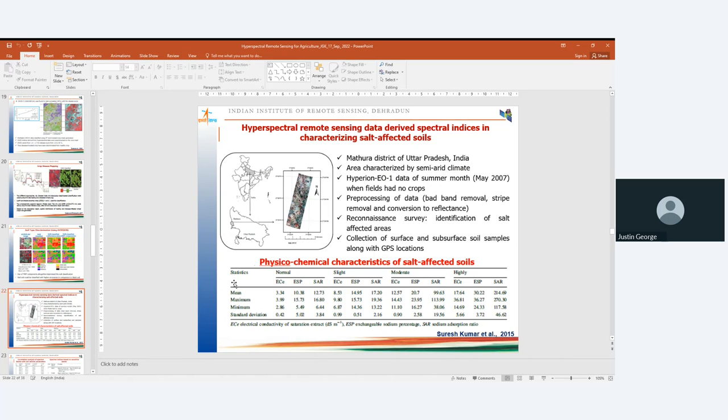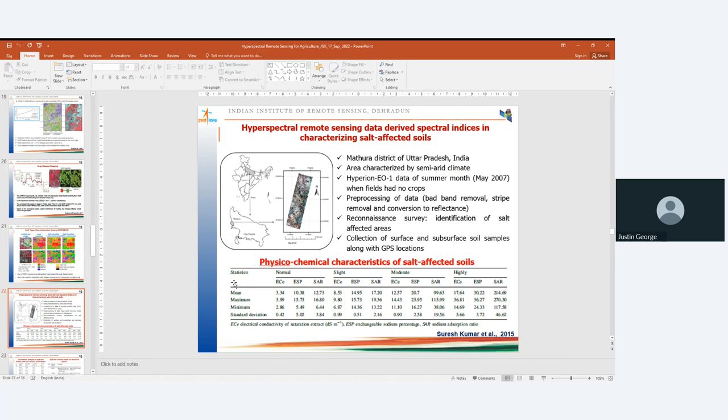This study was conducted in the Mathura district of Uttar Pradesh. The area is mainly characterized by a semi-arid climate. Hyperion data was used, and all the standard pre-processing steps were followed, like the bad band removal, the stripe removal, and the conversion to reflectance.